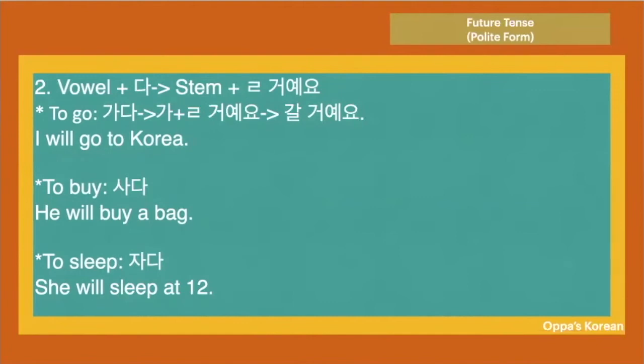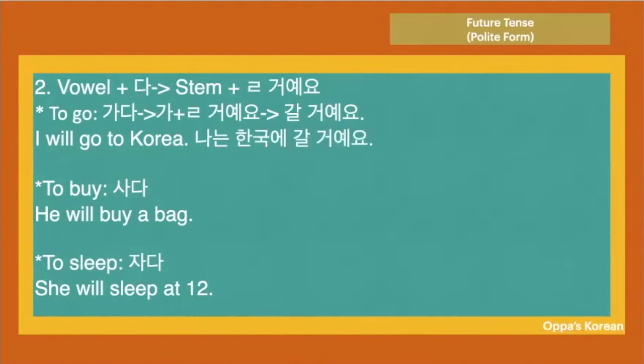In a sentence, I will go to Korea. I is 나, subject marker 는, 나는. Korea is 한국, and 한국 is a location, so location marker, 한국에. Will go, 갈 거예요.